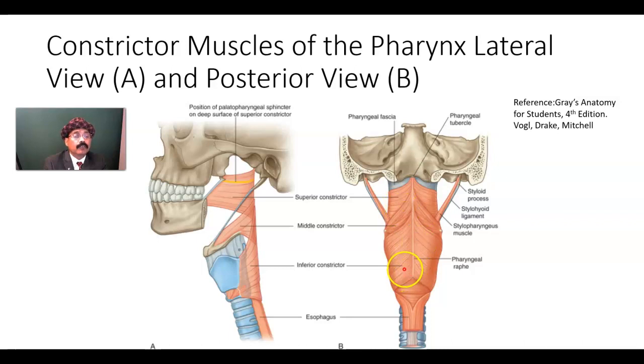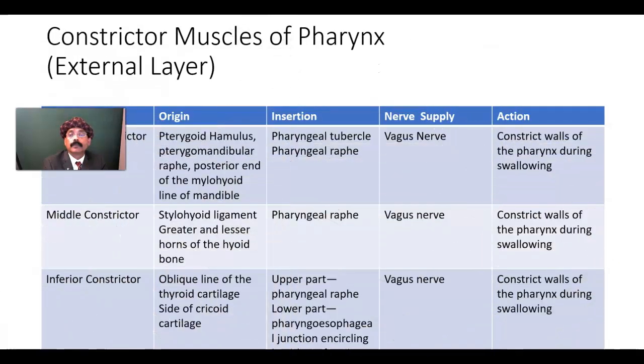The inferior constrictor has two parts. One is the thyropharyngeus, another is the cricopharyngeus. This part is innervated by the recurrent laryngeal nerve. This part is all innervated by the pharyngeal plexus. So these are the constrictor muscles of the pharynx, nerve supply vagus nerve. All the constrictors constrict the pharynx during swallowing. And we must find out the origin.